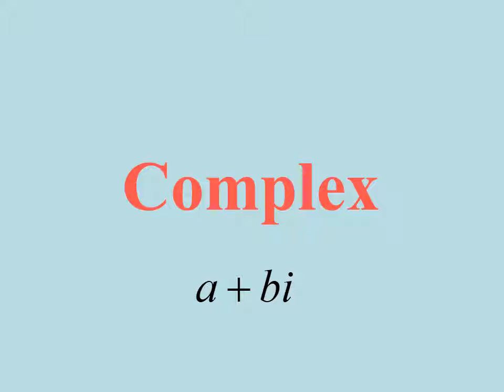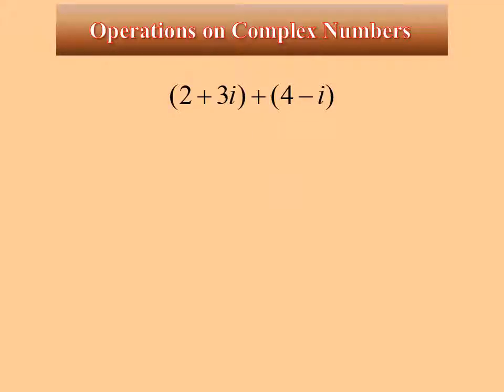We usually abbreviate complex numbers with an a plus bi. We call the a the real part and the bi the imaginary part. Here are some representative examples of complex numbers. And we want to see how to add, subtract, multiply, and divide complex numbers. I will do all of these by hand, and then I will show you how to use your calculators.